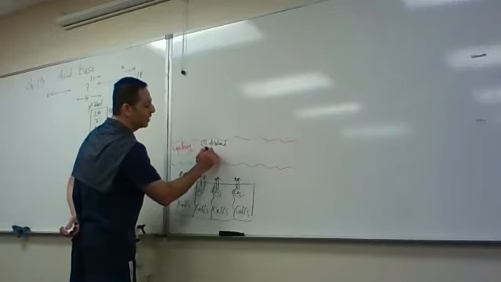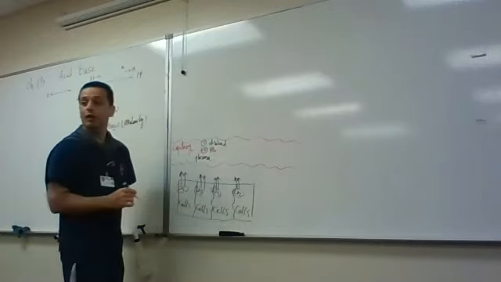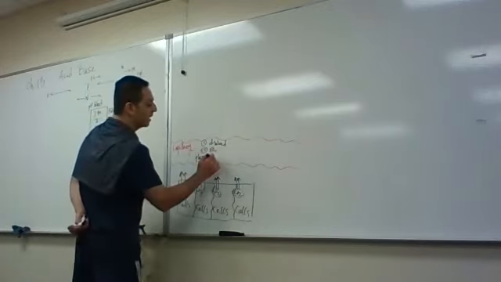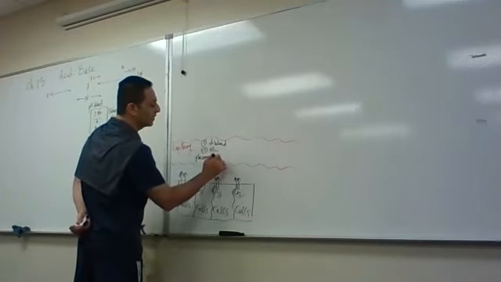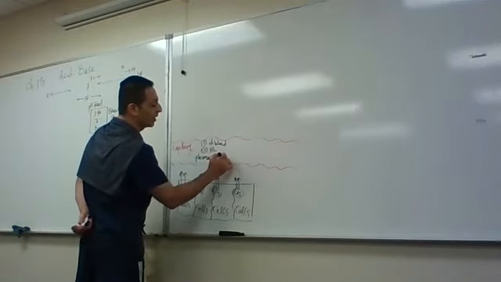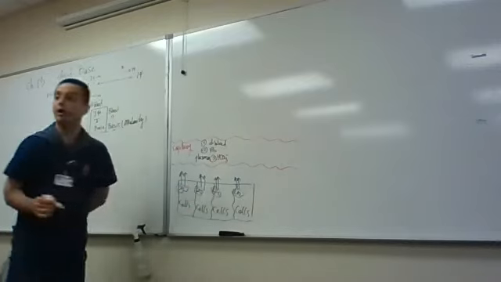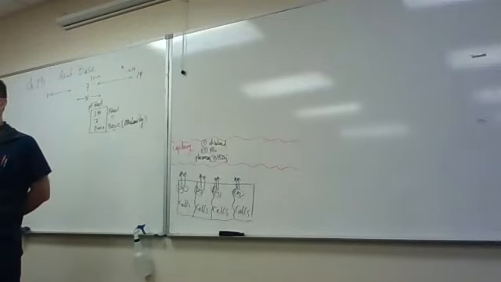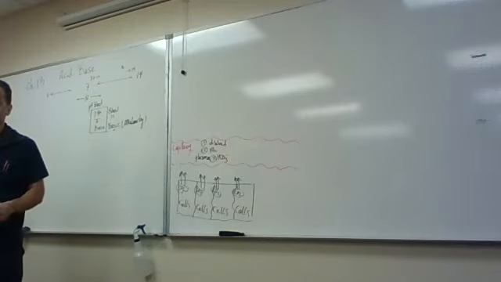Number two is combined with hemoglobin. And number three is in the form of bicarbonate. So three ways CO2 is carried around inside the blood.